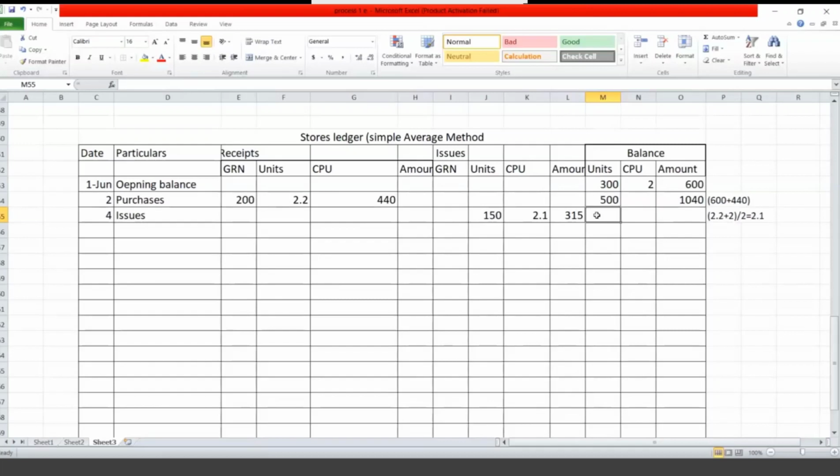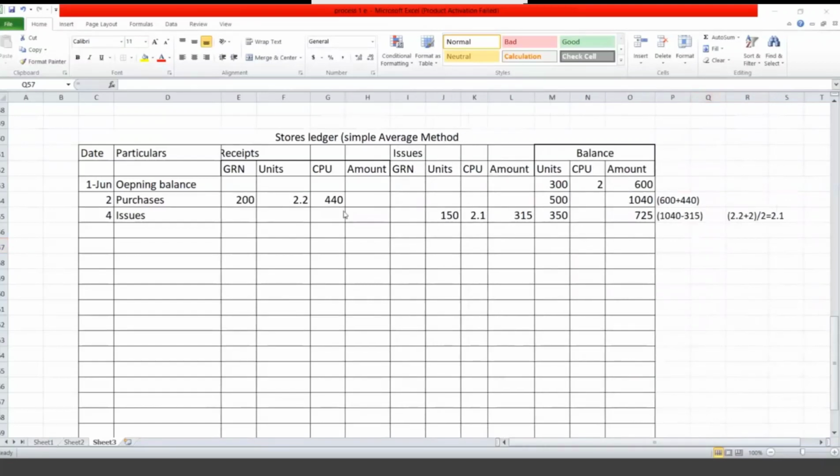Now how much is left? Total 500 units were there. Out of that, 150 units issued, you are having 350 left. Then the amount is 725. How did you get that? 1040 minus 315, then you will get 725.